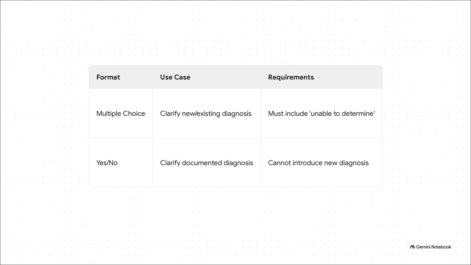When you're framing your queries, the format dictates the rules. If you're using a multiple-choice format to clarify a diagnosis, you must only offer clinically relevant options supported by the chart. Plus, you always have to include an unable to determine choice. Yes/no queries are much stricter. They're only used for already documented diagnoses, establishing present on admission status, or confirming cause and effect. You can't just use a yes/no query to fish for a brand new diagnosis.